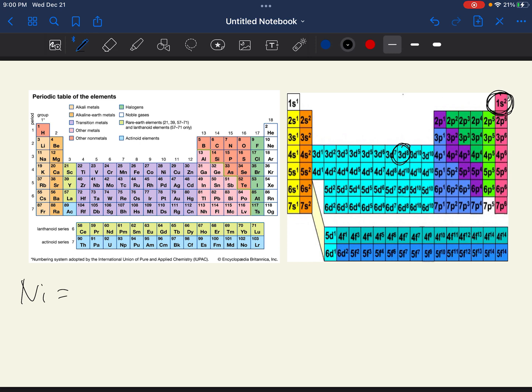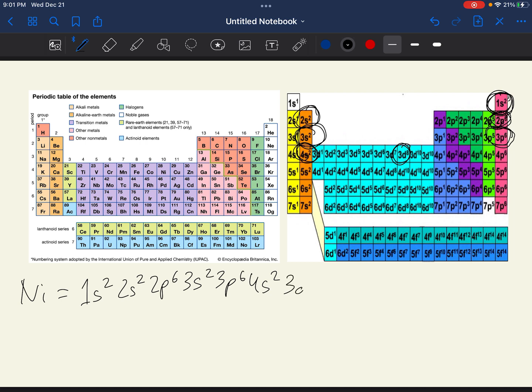So we would go 1s2, and since nickel is so far down here, we also know that 2s2 subshell is filled. We know the 2p6 subshell is filled. We know the 3s2 subshell is filled. We know the 3p6 subshell is filled. We know the 4s2 subshell is filled, but the 3d10 subshell is not filled. It stops at 3d8. So this is what we would write: 1s2, 2s2, 2p6, 3s2, 3p6, 4s2, and 3d8. That wasn't too bad, was it?